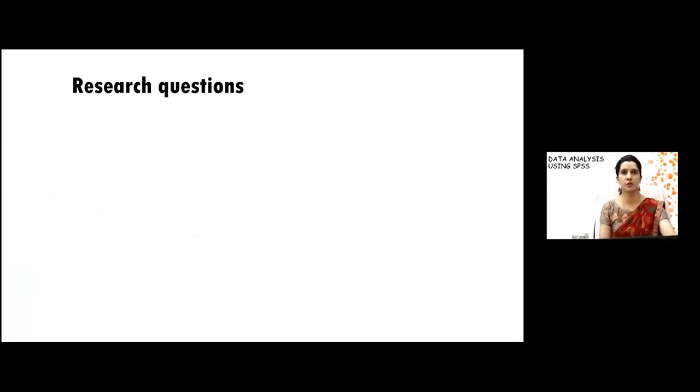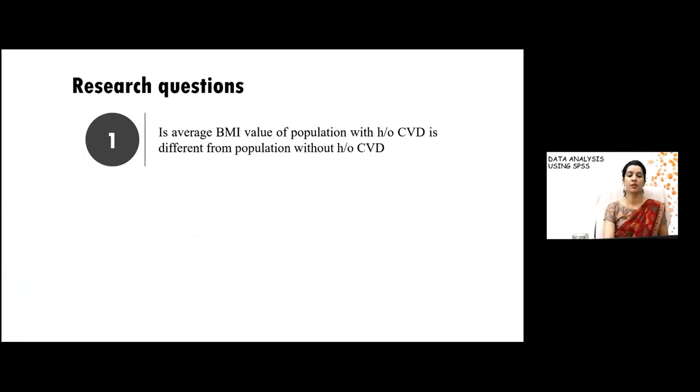So the research question for a Mann-Whitney U test would be the same as for the independent sample t-test, because nobody wants to test the median, usually we want to test the mean. But when the data is not normally distributed, or when there are a huge number of outliers, then we test the median values or the mean rank. So the research question would be the same as the independent sample t-test.